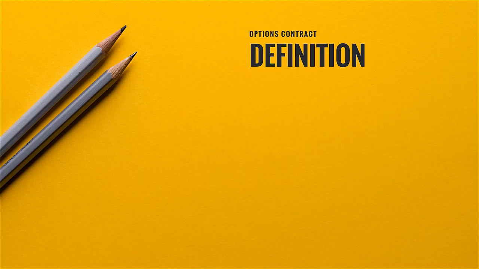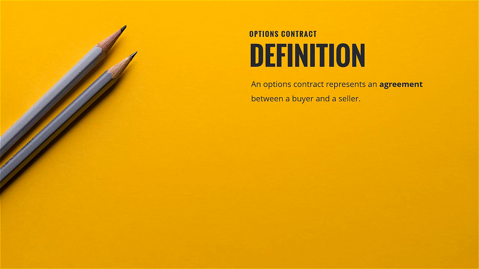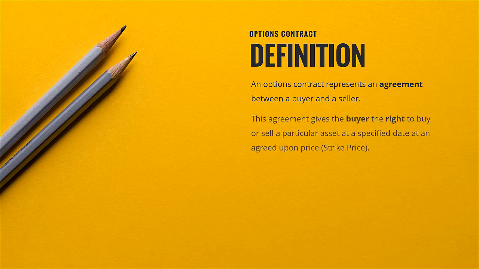Options contracts, by definition, represent an agreement between a buyer and a seller. This agreement gives the buyer the right to buy or sell a particular asset at a specified date at an agreed upon price. Now, whether you have the right to buy it or sell it will depend on which type of contract you purchased.